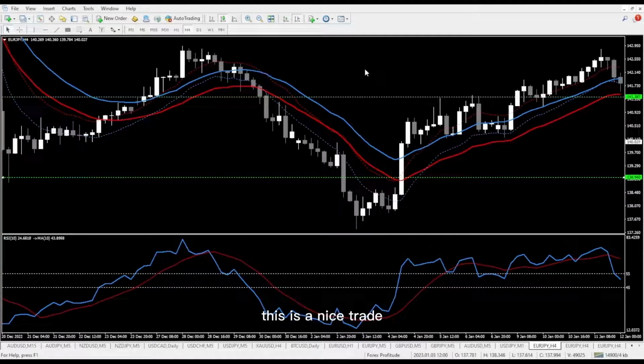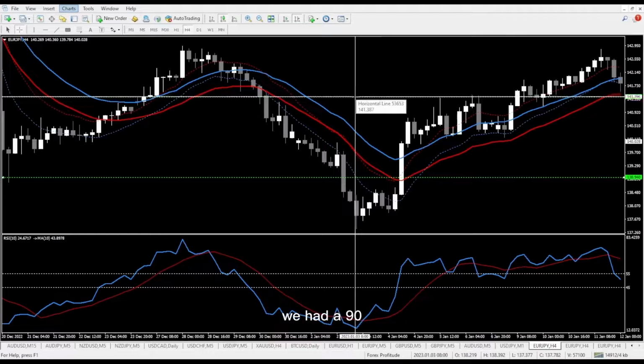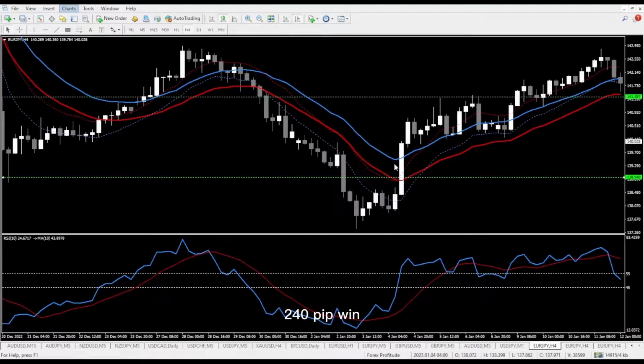Now, this is a nice trade. They're not all going to work as nicely as this. So this is just a really nice example. But I wanted to show you what the difference is. If we let that trade run, remember we had a 90 pip stop loss. In this case, we'd have a 240 pip win on this one. Now, again, they're not all going to be as nice as this.